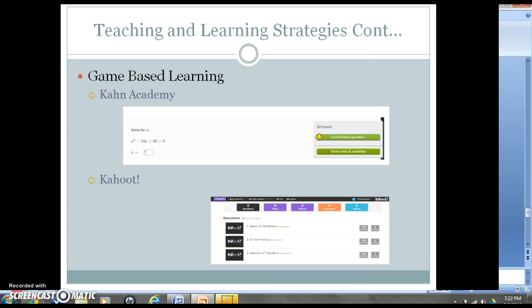The second type of teaching and learning strategy is game-based learning. The first time the students will be completing a game-based learning activity is when they visit Khan Academy on day 2. The students will be watching videos from Khan Academy at their own pace to either review the material from the day before or move ahead if they already get the material.